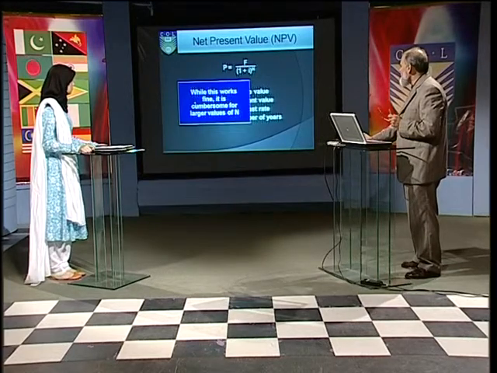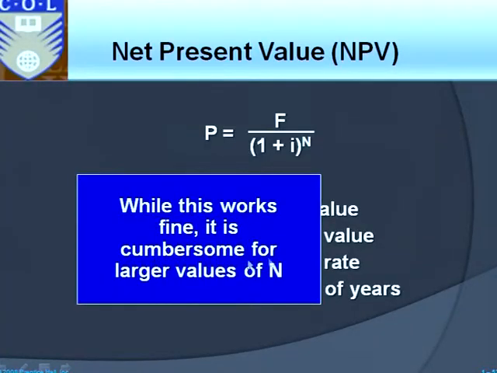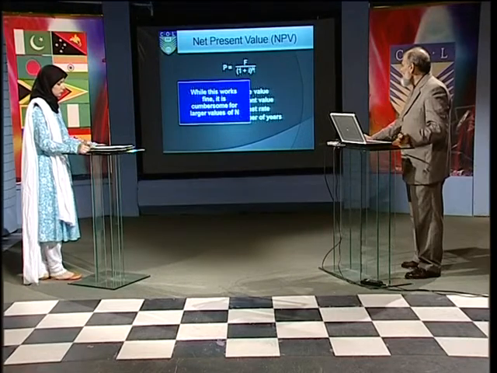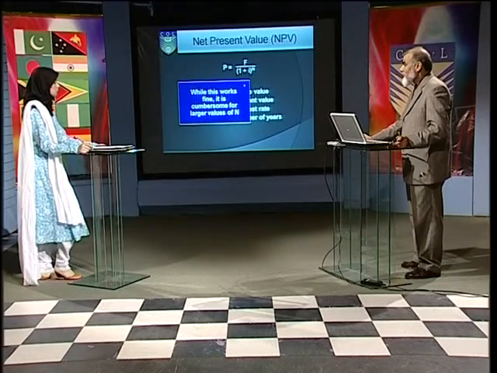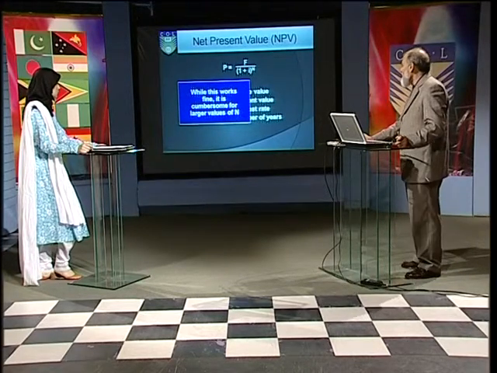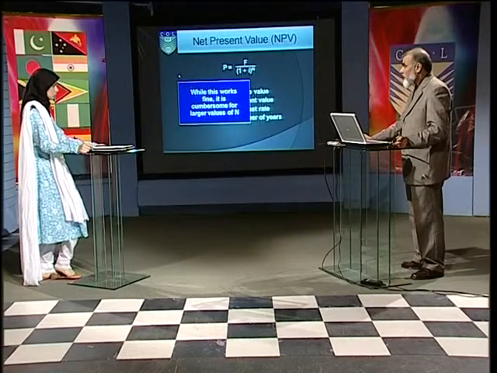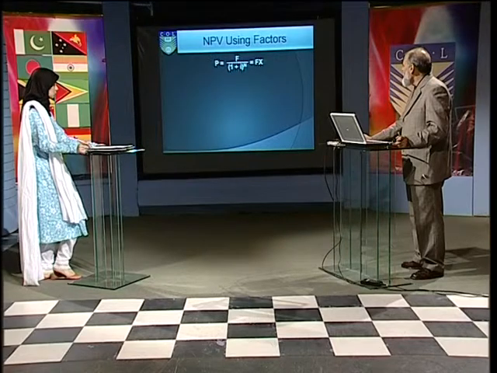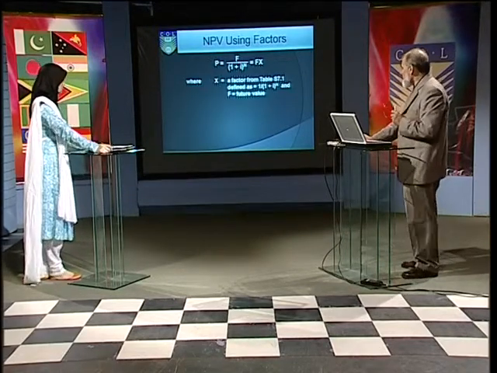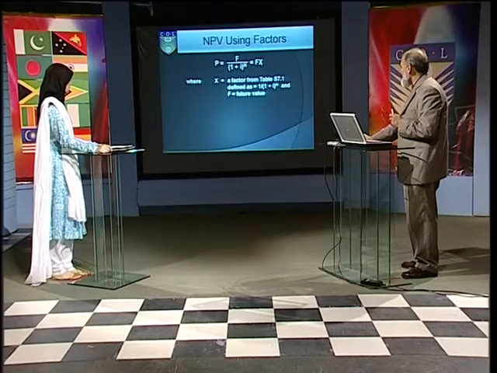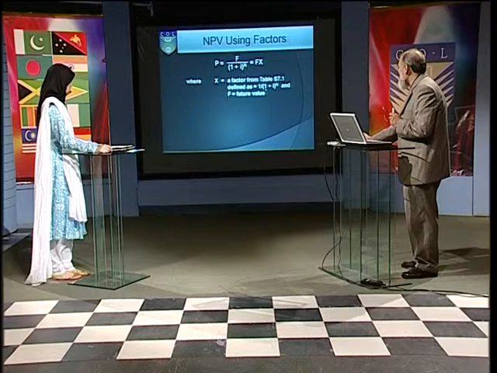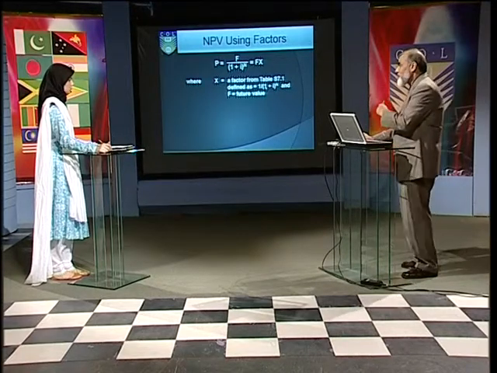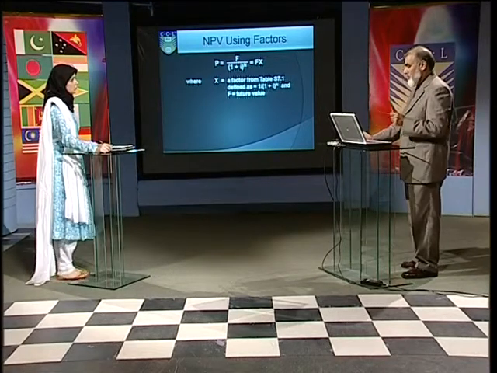Generally, while this works fine, it is cumbersome for larger values of n. Means if n is 2 years, 3 years, 4 years, 5 years, this formula is all right, but it is cumbersome as n grows. Let's say n goes to 20 years, how are you going to do it? The mathematicians have come up with the tables, what we call interest rate tables or discount tables, or we call factors. We will be coming up with them shortly. Again, the same formula, P equals F times x, where x is a factor from the table, as I will show shortly. This is basically what the experts have calculated and tabulated so that we should be able to use these values for making net present value calculations.